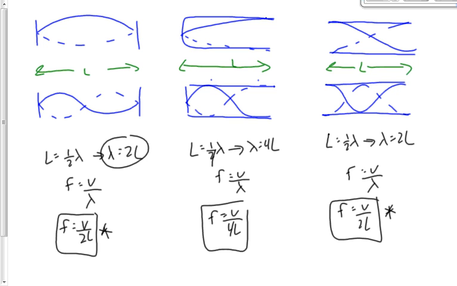The equation that describes the first harmonic when you have one open end and one closed end is going to be different. Here's the rule of thumb. If you get two ends that are the same, it's V over 2L. If you have two ends that are different, it's V over 4L. Does that make sense?